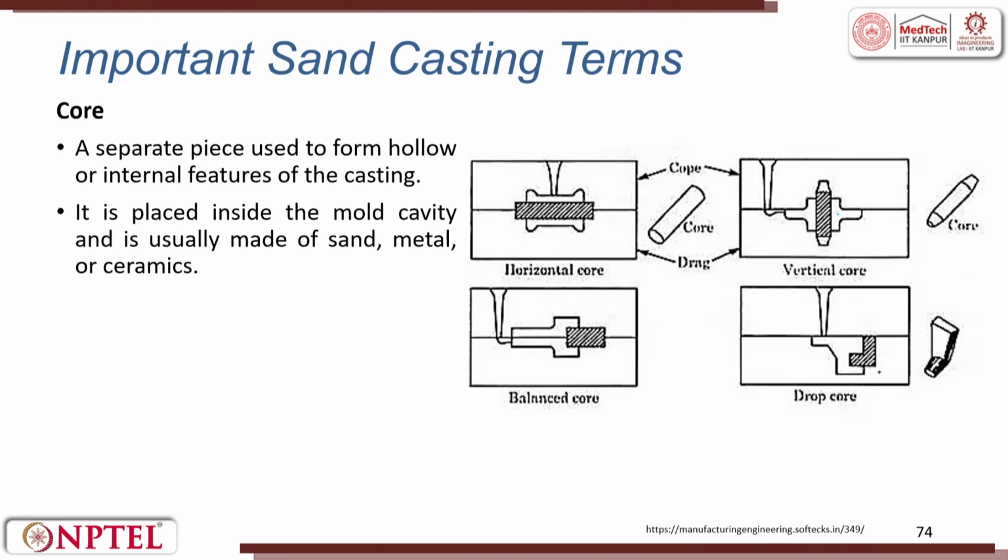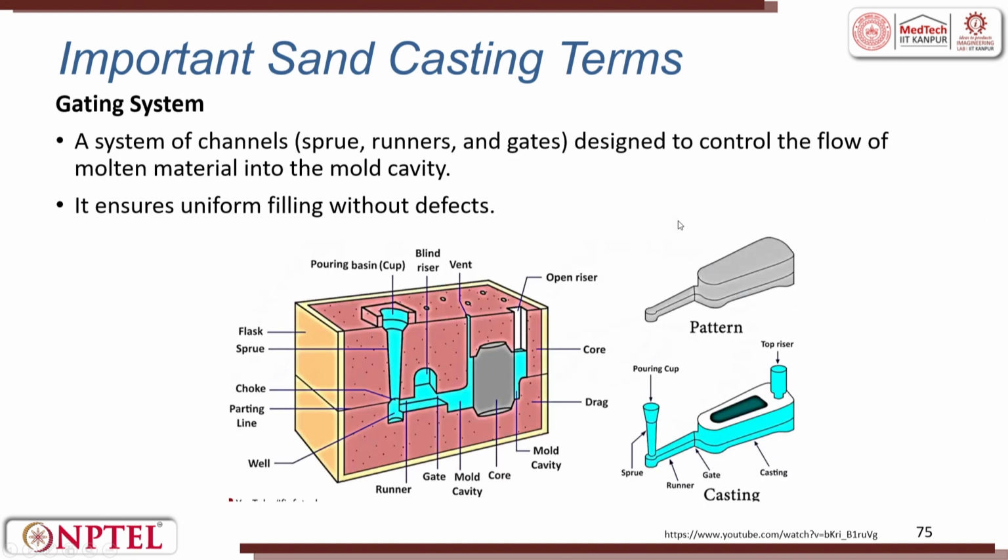Core, these are the most important ones. These cores, there can be horizontal core, vertical core, balanced core, drop core. There are multiple types, but primarily cores are used to give hollow features in the final part. A separate piece used to form a hollow or an internal feature of the casting is done by core. It is placed inside the mold cavity and is usually made out of sand, metal or ceramic. Yeah, it can be sand, metal, wood also can be thought of. Sand is most probably used.